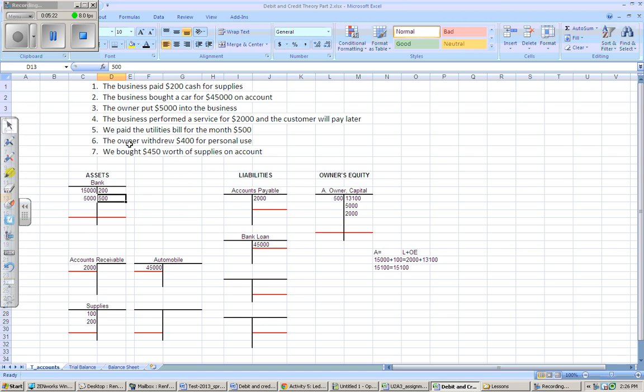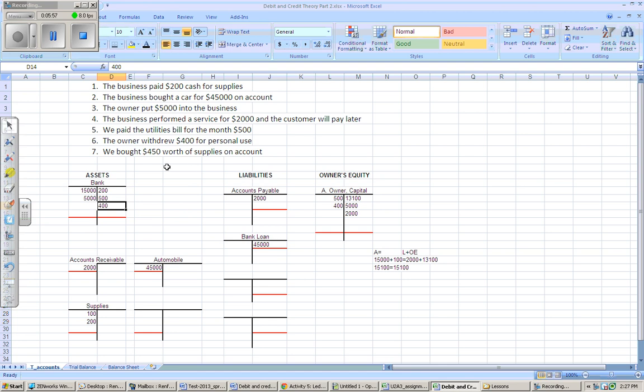The next one, the owner withdrew $400 for personal use. Well, the one account affected is capital. It's an owner's equity account, and it's decreasing. When the owner takes money out, the capital decreases. So we record that on the debit side of capital, $400, and it's coming out of our bank account again. Since it's an asset and it's decreasing, it gets recorded on the credit side.